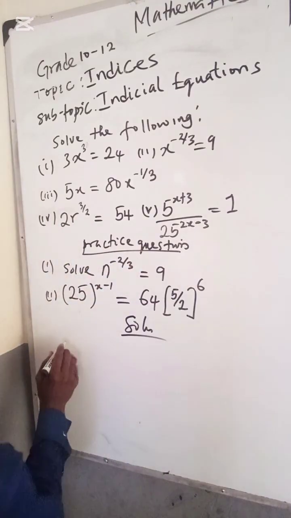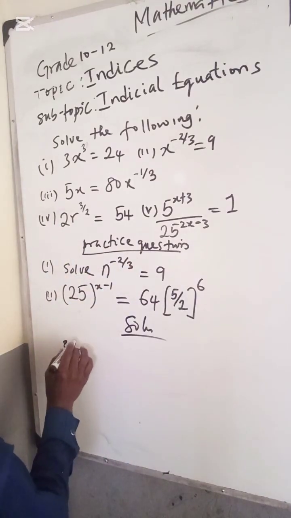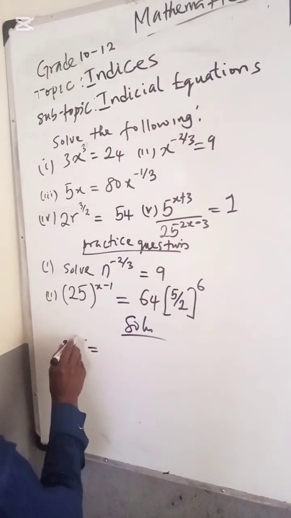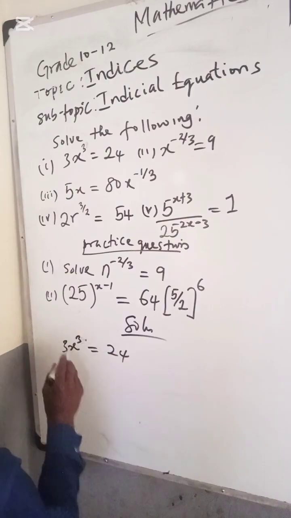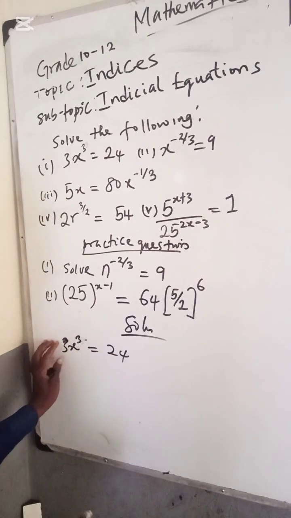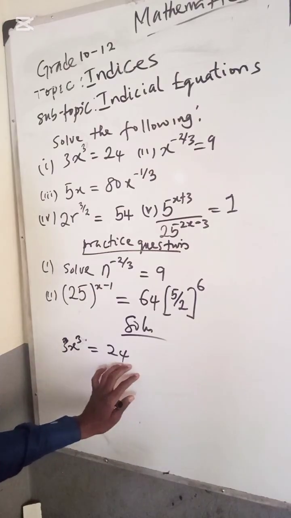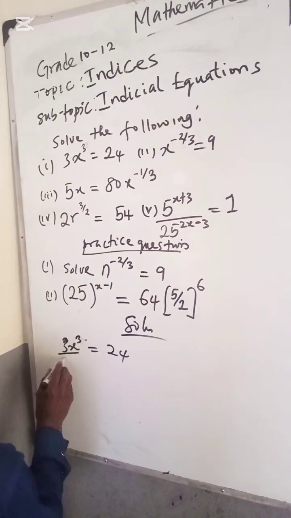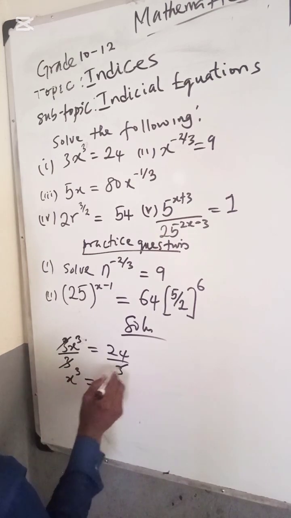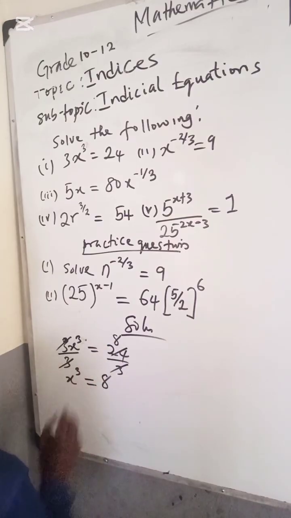Now, the first question: we are asked to solve 3x raised to power 3 equals 24. Now, look at this. You have a number here and also a number here. First of all, we can divide both sides by 3. So this one will go. You have x raised to power 3, then 3 here becomes 1, and 24 divided by 3 gives 8. Then we're having x cubed equals 8.